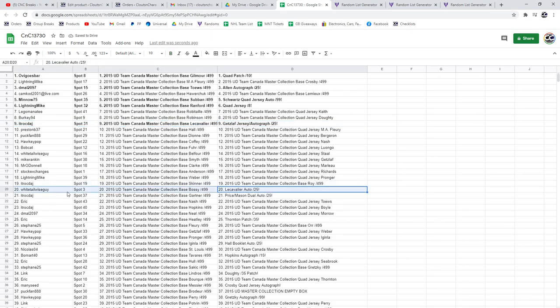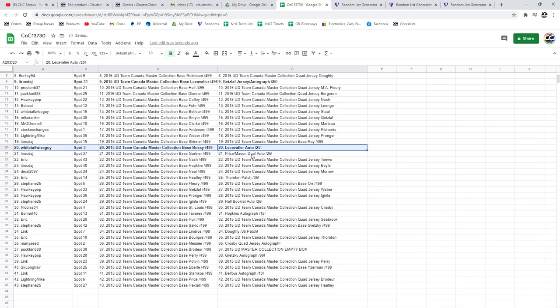The Le Cavalier goes to Whitetail Wise Guy. The Price and Mason goes to ITR. Eric gets the Thornton patch out of 35. The Hall Booklet Auto goes to Stefan 25. The Hopkins goes to Beaumart.